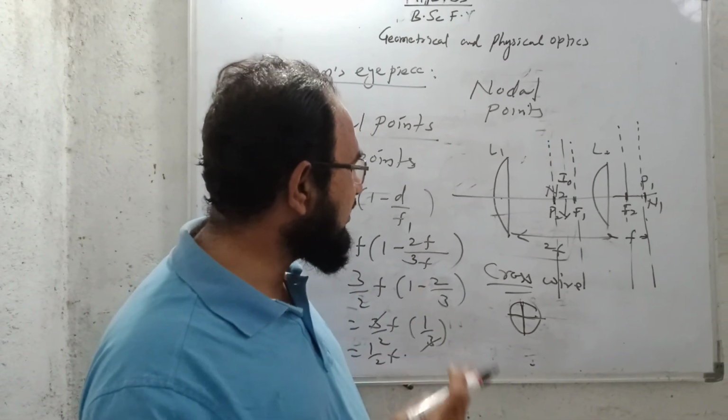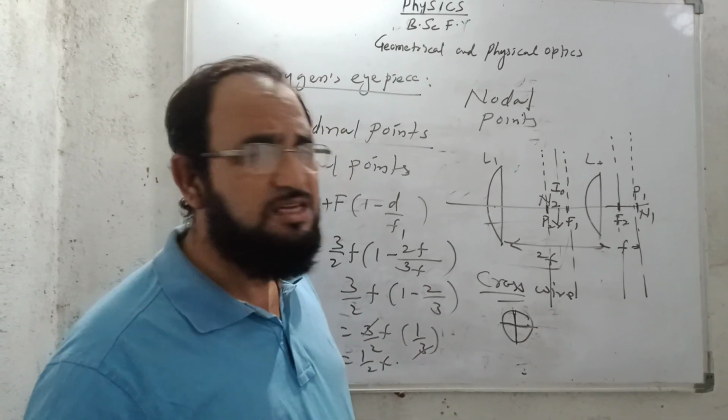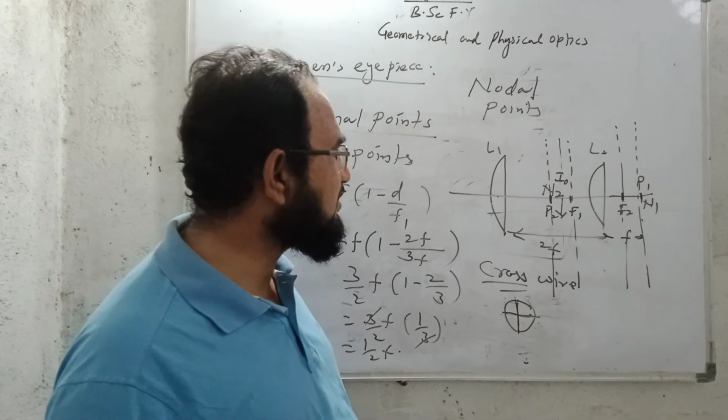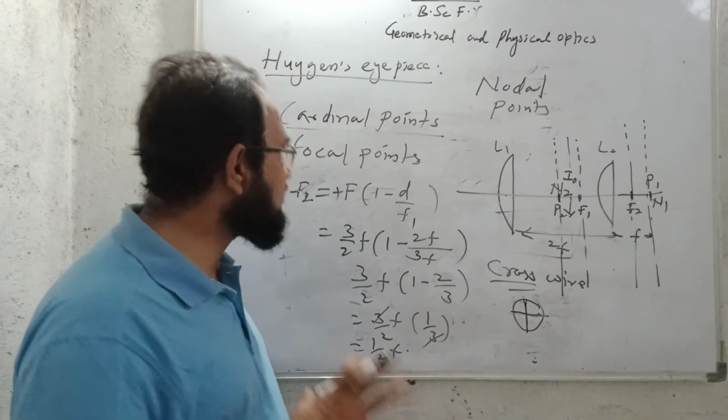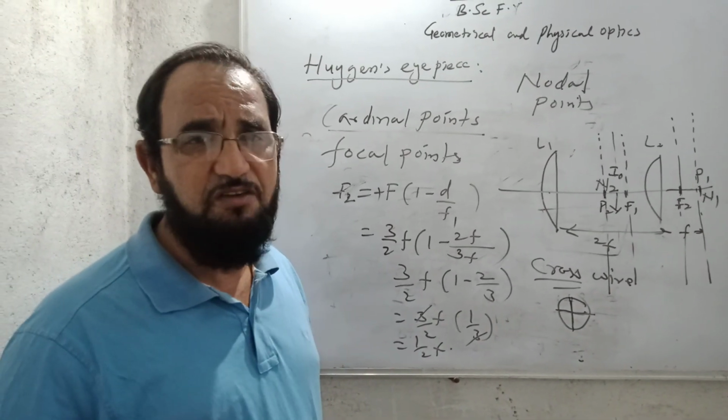Therefore, this is another drawback of this eyepiece, that it is using the virtual image, therefore the cross wire cannot be placed here. So this is all about the construction, working of the Huygen's eyepiece and the cardinal points of the Huygen's eyepiece.